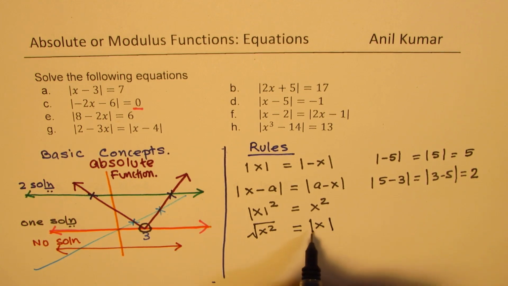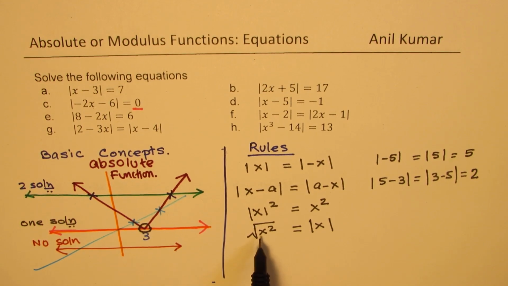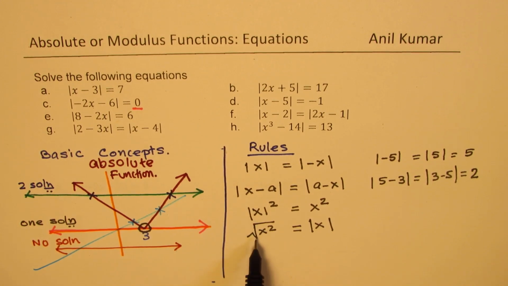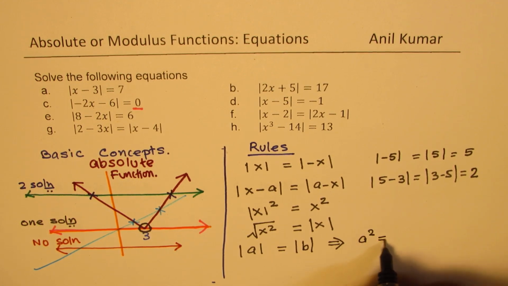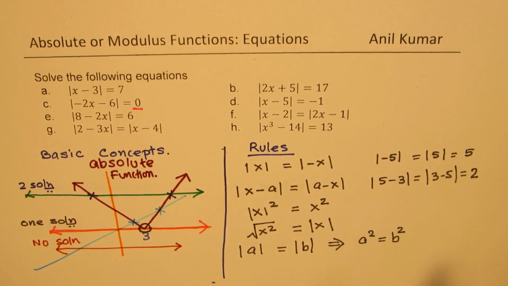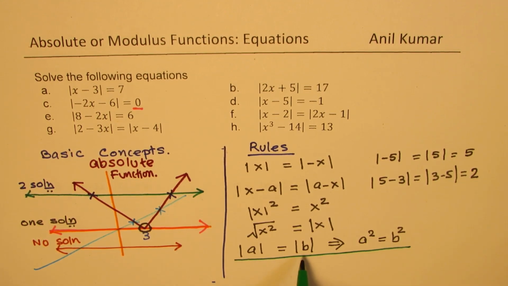absolute value of x, right? That is not just x. Since absolute function, this square root function will also give you a positive value. So square root of x square will be absolute value of x, correct? Now, if I say that absolute value of a is equal to absolute value of b, then that also means that a square is equal to b square. Now this is a very important strategy, and we are going to use this particular strategy if we have equations involving two absolute functions, right?